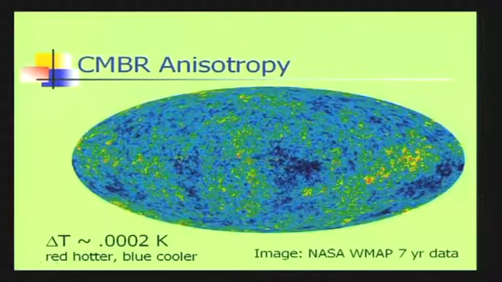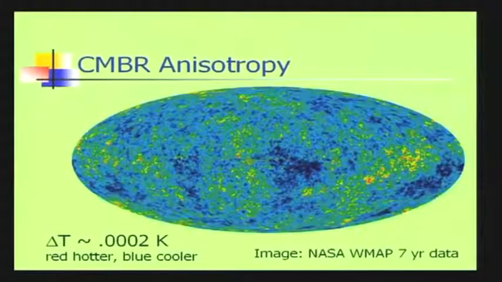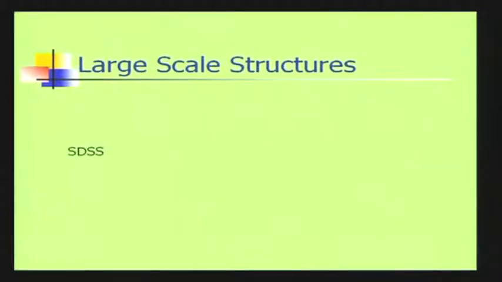So the cosmic microwave background radiation is isotropic to a very large degree, but there are minute fluctuations in this radiation, and these minute fluctuations are very important for our understanding of the universe. Let me explain this to you without going into detail.